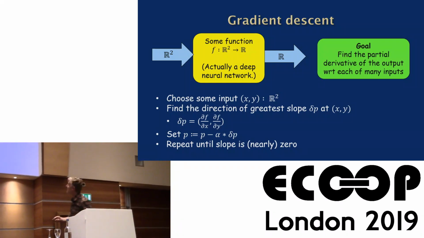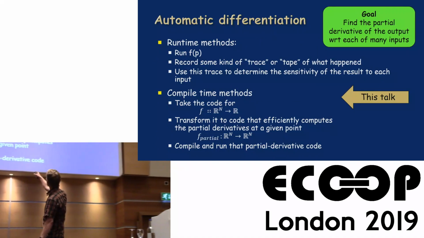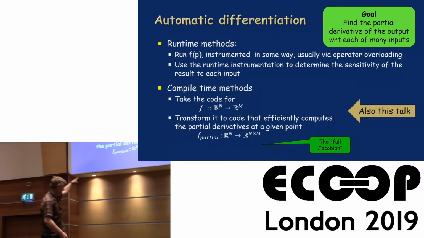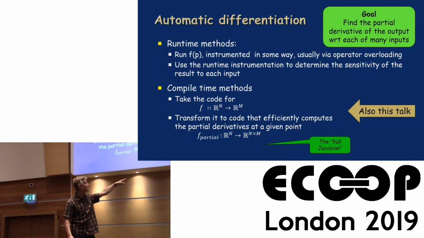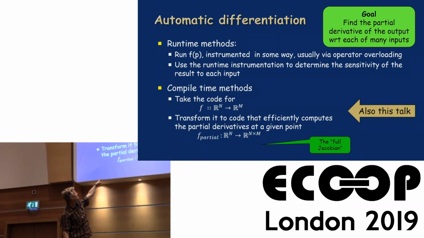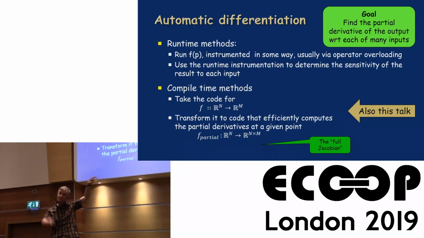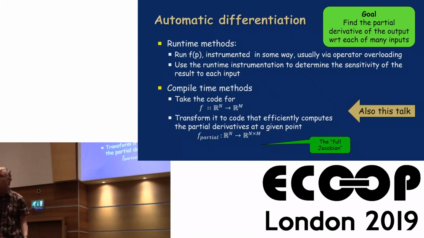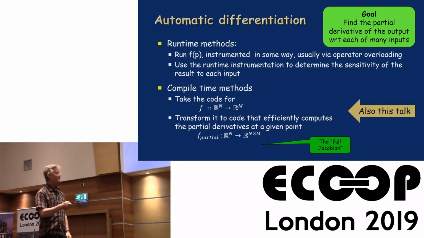All right. Let's see. Where have we got to? Yes. Compile time methods. And I want to tell you a term you can impress your friends with at parties. If you've got a function from r to the n to r to the m, the set of partial derivatives is actually not just a vector, it's a whole matrix, and this is called the full Jacobian. Right, so it's an impressive term.